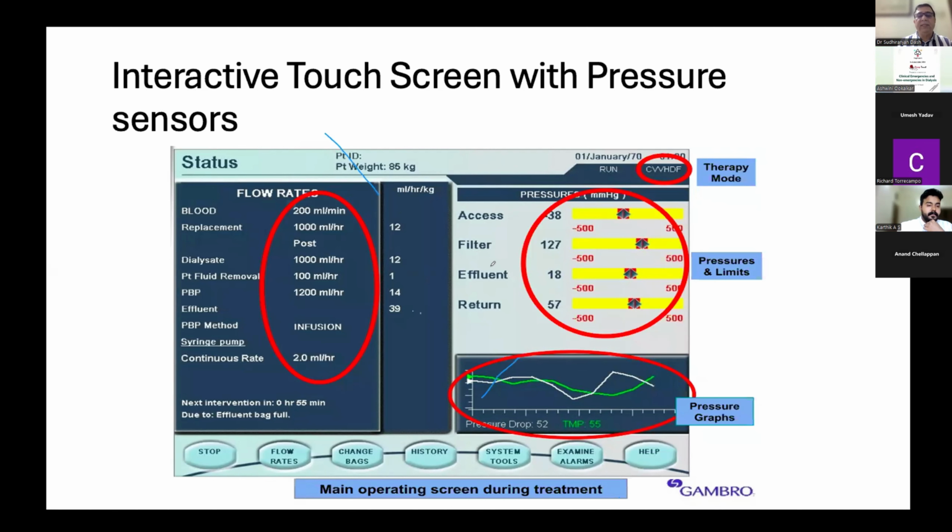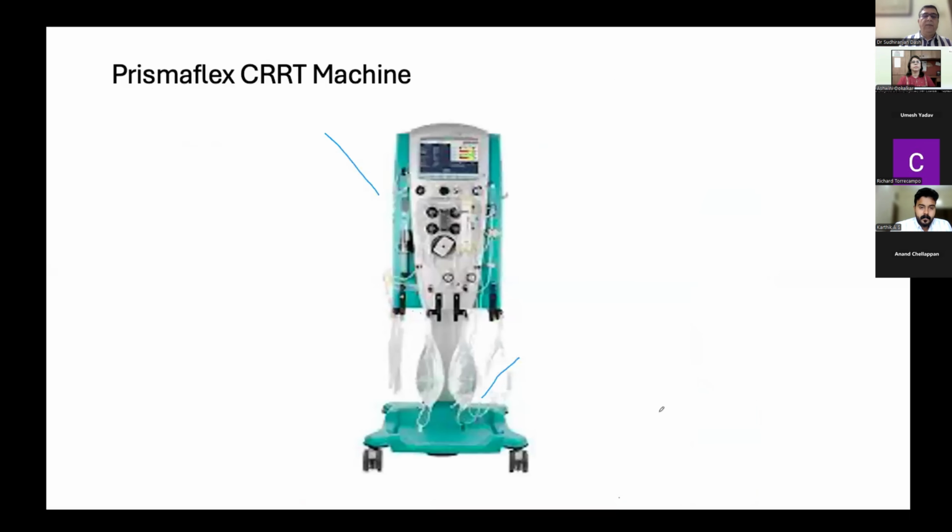And this is an interactive touchscreen, and all the parameters can be adjusted by this touchscreen. And this is the machine you are familiar with. And just note down here that all the bags in the Prismaflex CRRT machine are hanging on a weighing scale, or it is a weight-based scale. Okay, so here you can see the bags are hung.